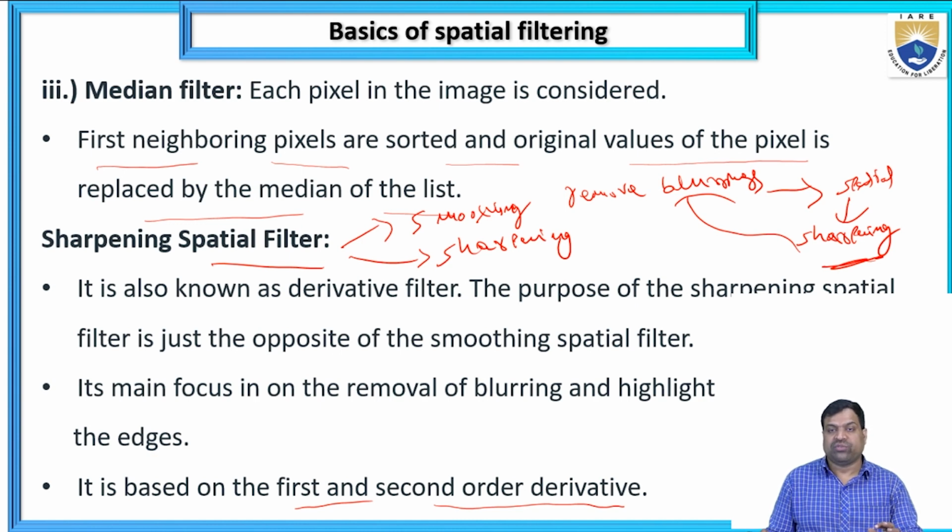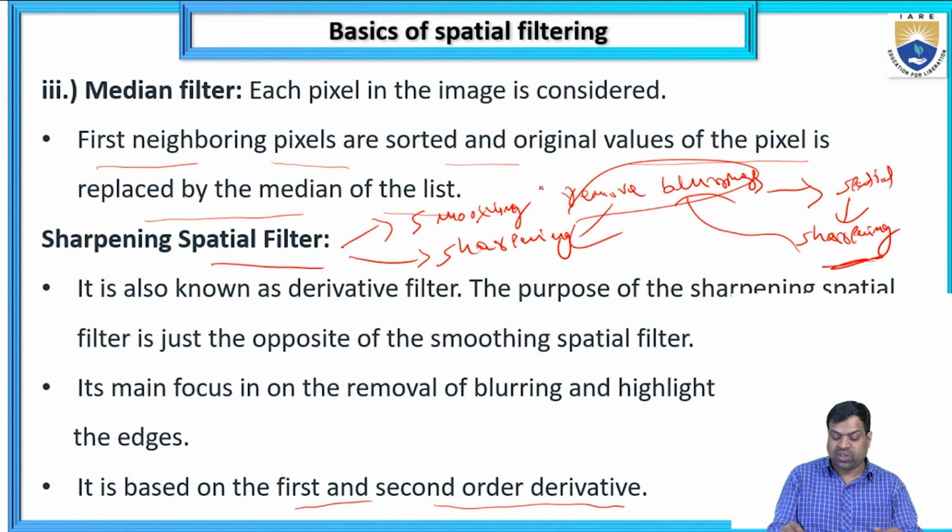There are two types of spatial filters: sharpening and smoothing. Sharpening is used to unblur, removing the blurring. That is sharpening. Smoothing is to reduce the noise.